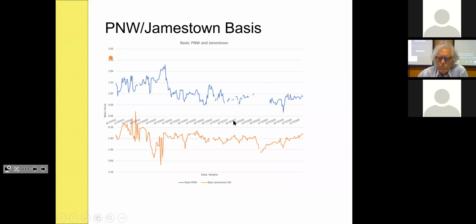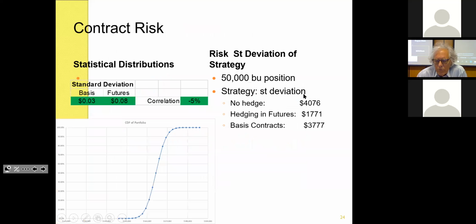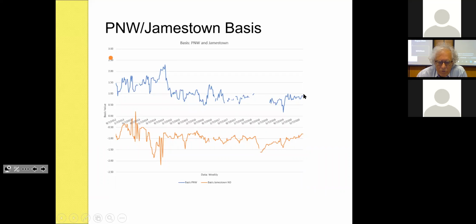So here is a comparison of the bases at Jamestown in the lower part and the bases at P&W. You can see since the harvest time lows, the basis has appreciated. And on this graph, which was prepared in early June, it was up at around $1. More recently, it's around $1.30. I'll elaborate on that in just a moment.